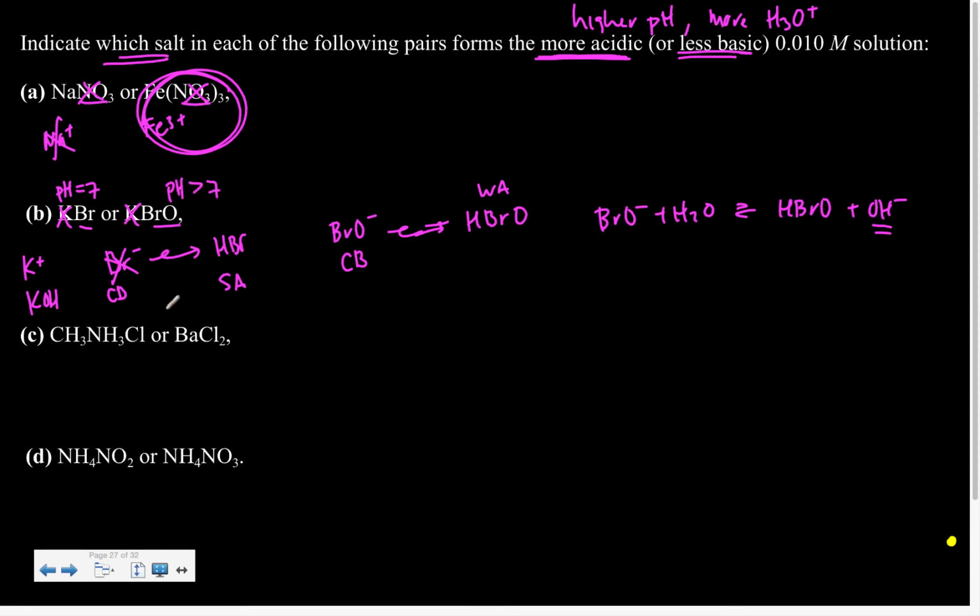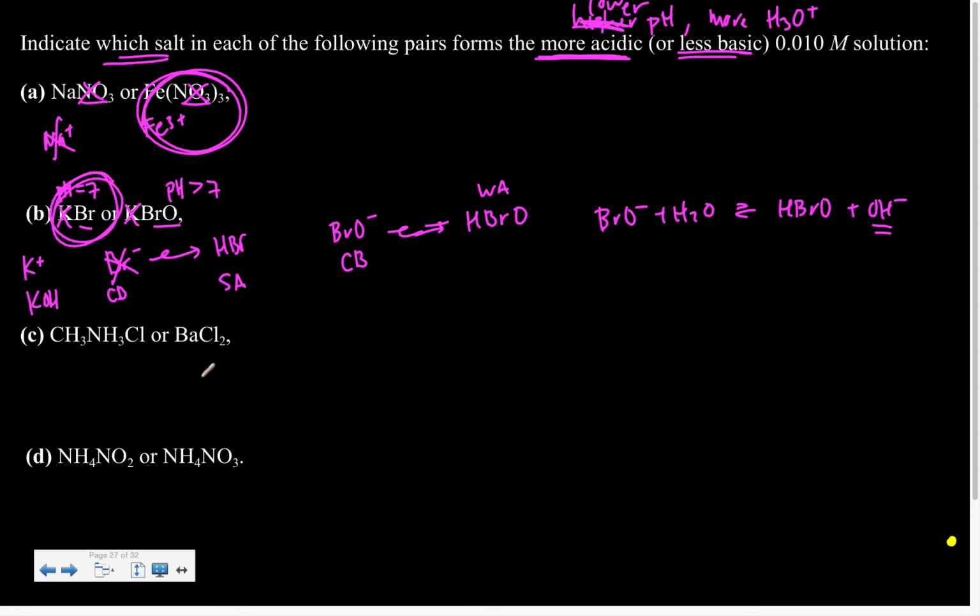Right, greater than 7. Going back here, we are looking for more acidic. Oh, this should not say higher pH. This should say lower pH. Lower pH, more H3O plus. So which is my answer? That's my answer. All right.